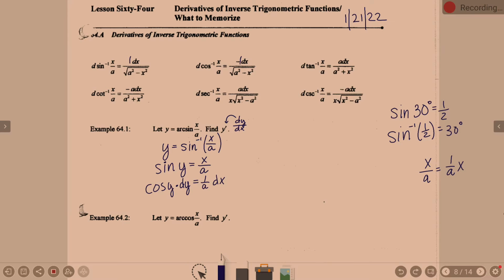So what I'm going to write, I still have dy. I'm going to divide both sides by dx. So that puts my dx in the denominator of the left side. On the right, I still have 1 over a, and I'm going to divide by cosine y, which I'm going to write as 1 over cosine y.